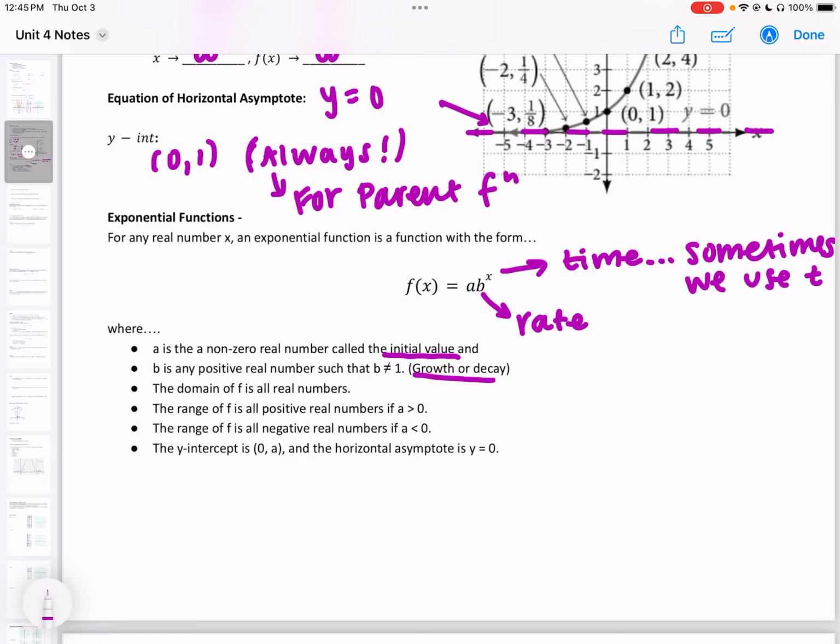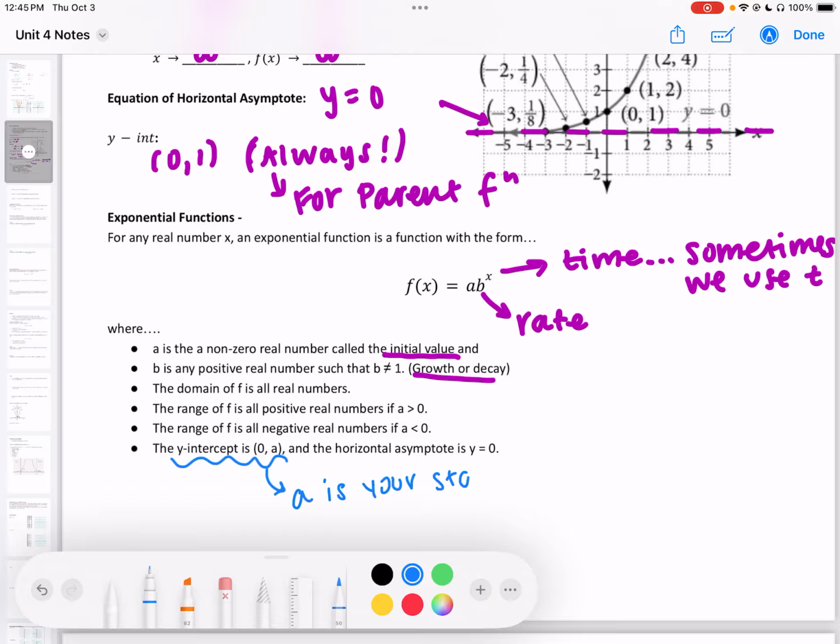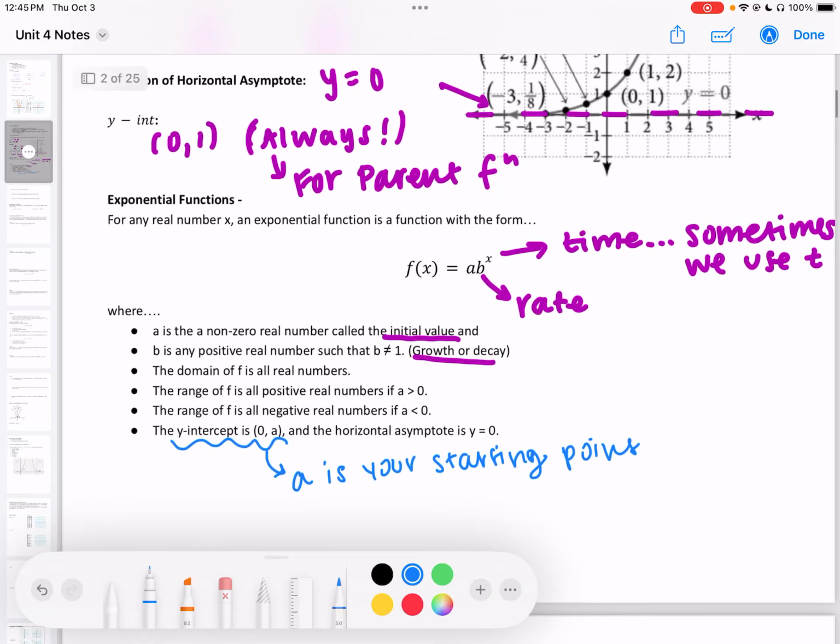We've talked about the y-intercept. So something to note here is that the y-intercept is (0, a). So a is your starting point. Whatever your starting point is, that is going to be the y value for your y-intercept.